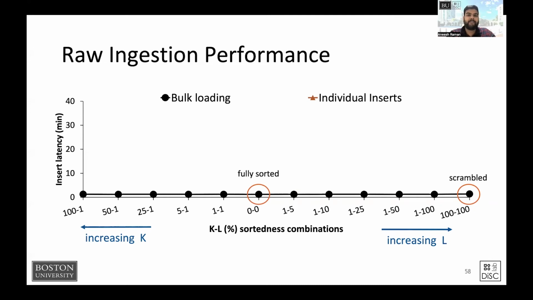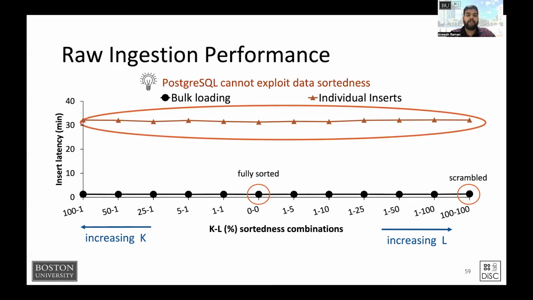While we expect systems to handle data sortedness to at least some extent, it turns out that there is no difference when ingesting fully sorted data or even scrambled data. Postgres shows no significant difference when ingesting different data sortedness combinations, which means we almost get the same performance while ingesting near sorted data or even fully sorted data as we ingest scrambled data.